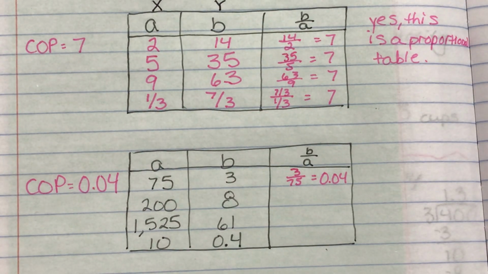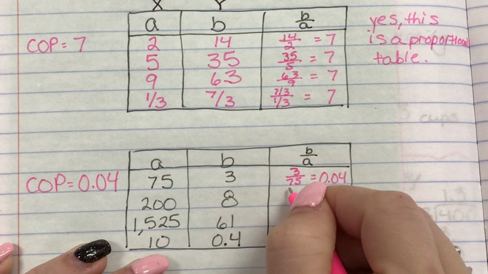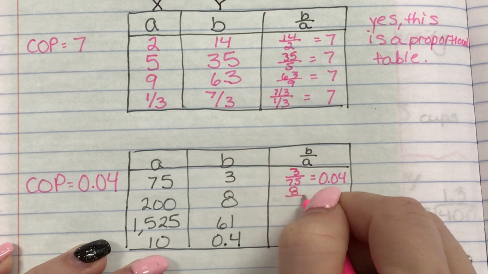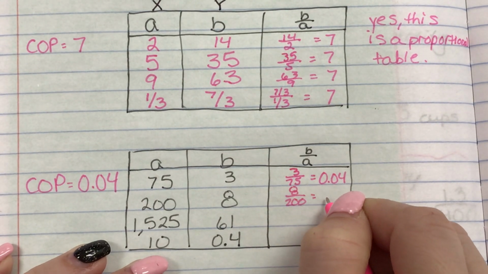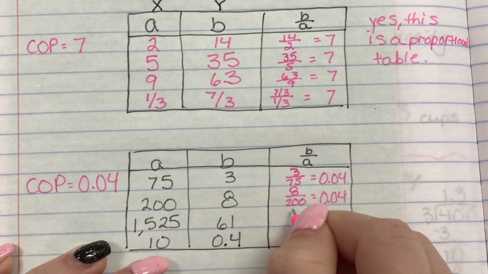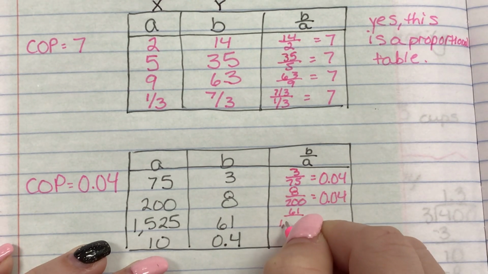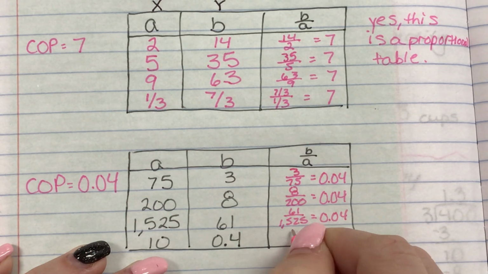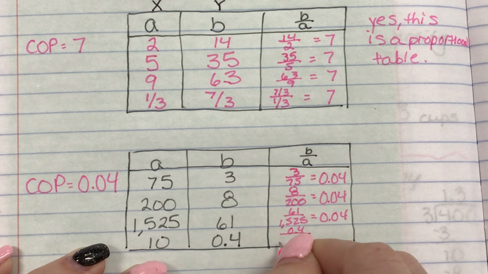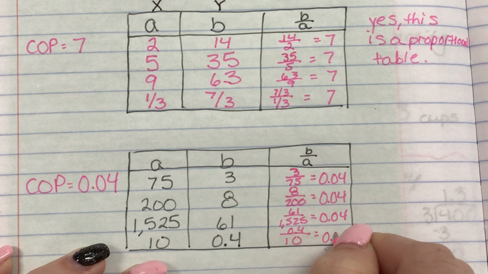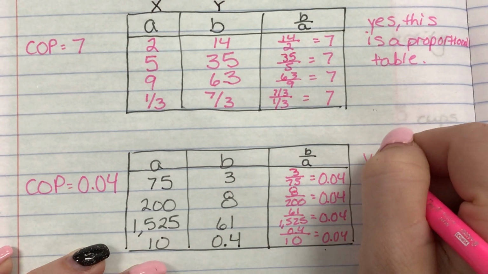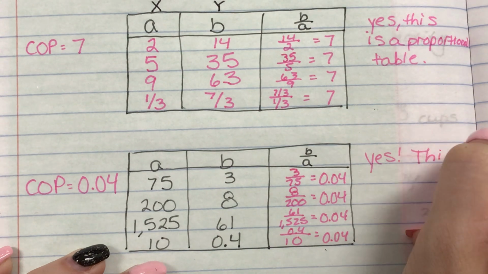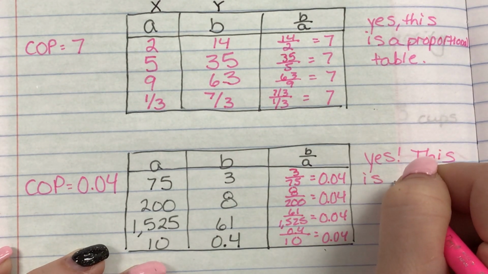Does that make sense? All right, so here we've got 8 divided by 200, and we get same thing. 61 over 1,525, we get the same thing. And then 0.4 over 10, we get the same thing. So yes, this is proportional.